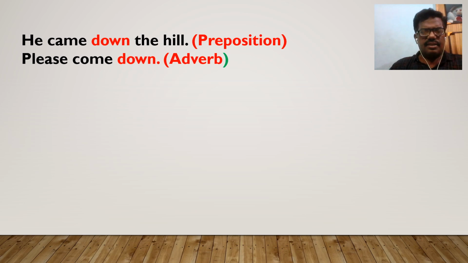In this set, after the word down, there is a noun phrase, that is the hill. So the word down is called a preposition. In the second sentence, after the word down, there is no word. So we call this an adverb.